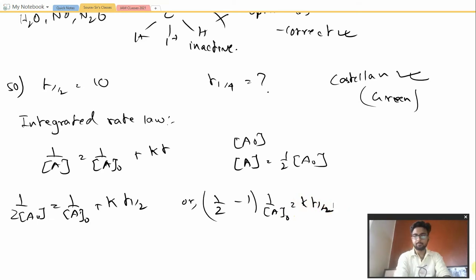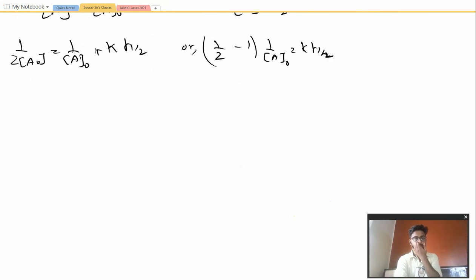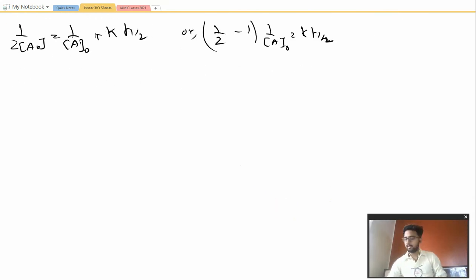Or we may say T half would be equal to, I'm sorry, I made a small mistake over here. It would be half over here, so the 2 would be going up. We would be having 2 over here. Then this would be giving 1, and T half would be equal to 1 by K into A naught. This would be the value of T half.